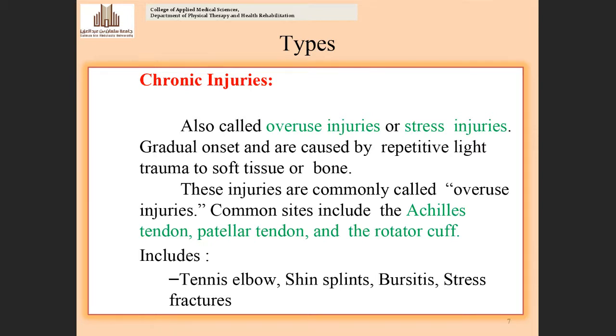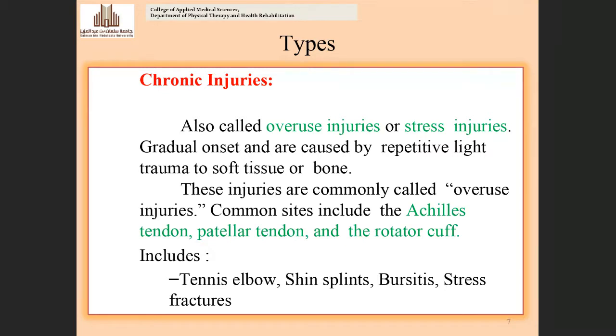For example, in cases of tennis elbow, what happens? There are repeated movements in the contraction of the wrist extensors. There is a forceful contraction of the extensors when you are playing tennis. It may lead to a rupture at the lateral epicondyle, which may lead to tennis elbow.